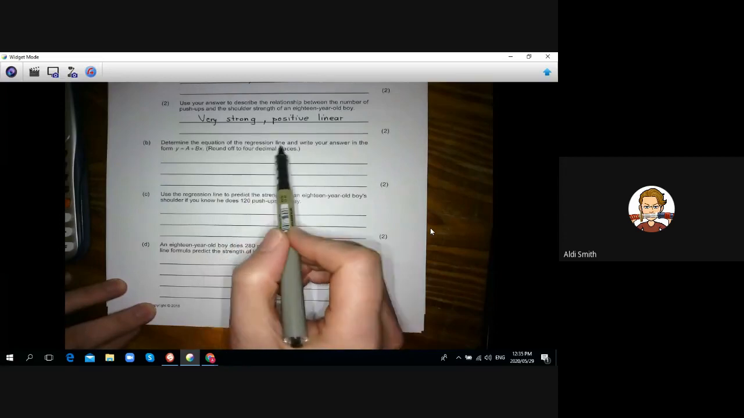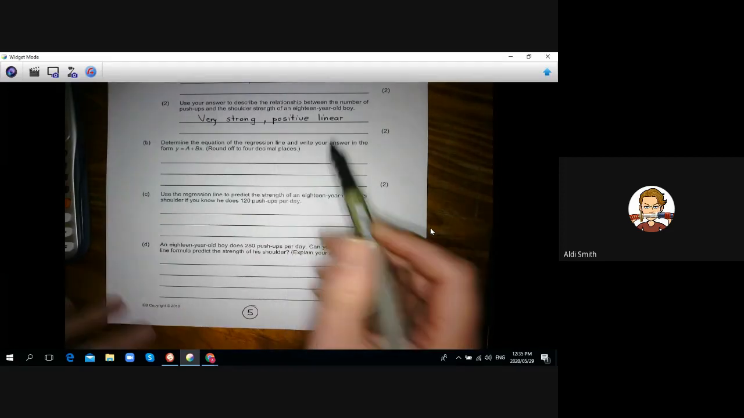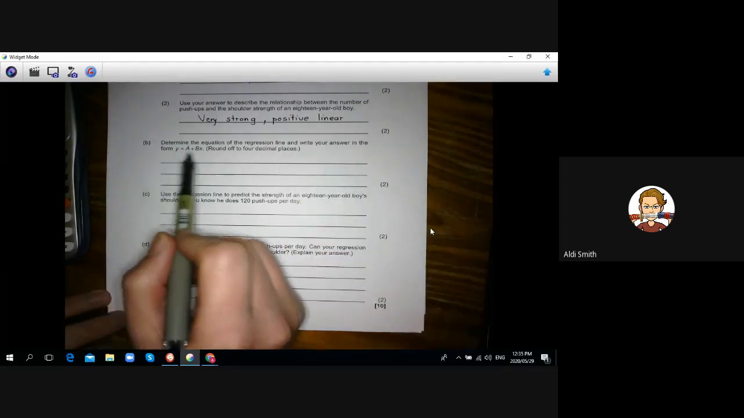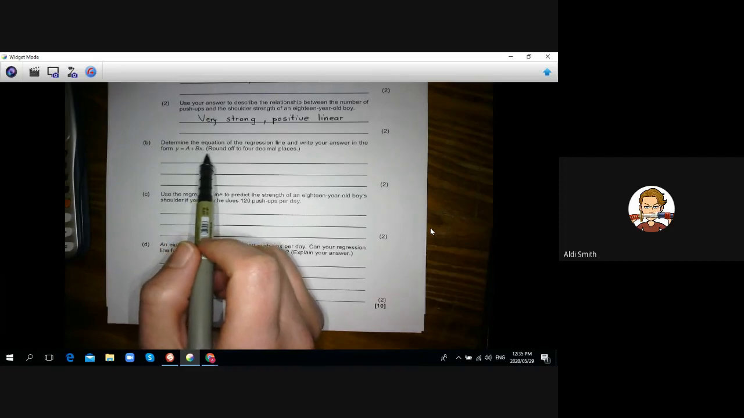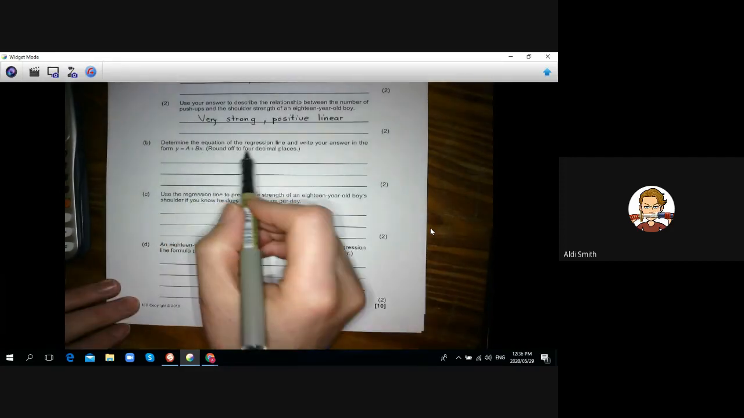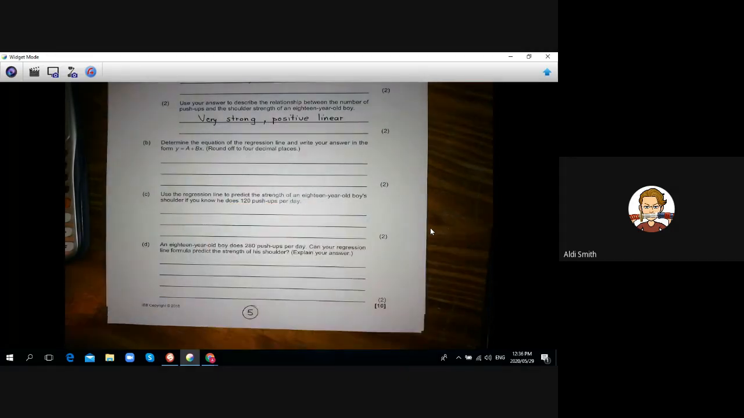So they call it a regression line, which is just another name for the least squares regression line. And write your answer in the form y is equal to a plus b. So like I explained, they even want you to write it in that format. And look carefully at this, round off to 4 decimal places. Please, people, do not lose marks because you're not reading the instructions for rounding.